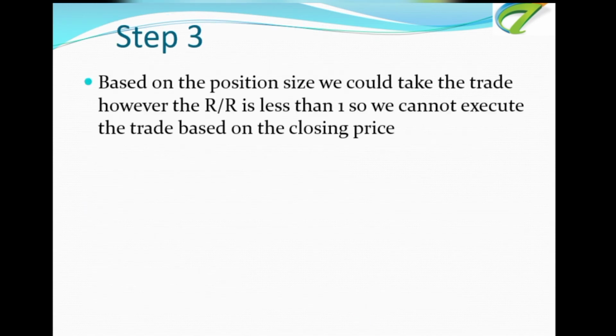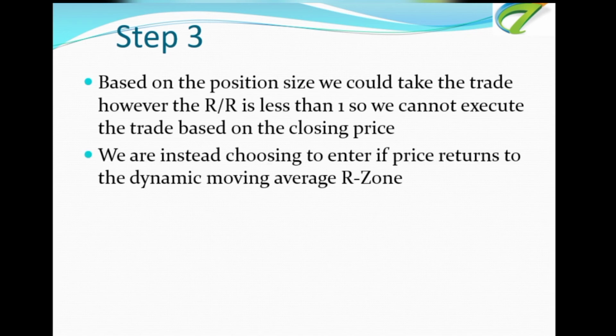Based on the position size, we could take the trade. However, the reward to risk ratio is less than 1. Although it's close to 1, it's less than 1. Because if the minimum we set for reward to risk ratio is 1, it means it should be 1 or better. So we cannot execute the trade based on the closing price. We are instead choosing to enter if price returns to the dynamic moving average hour zone.